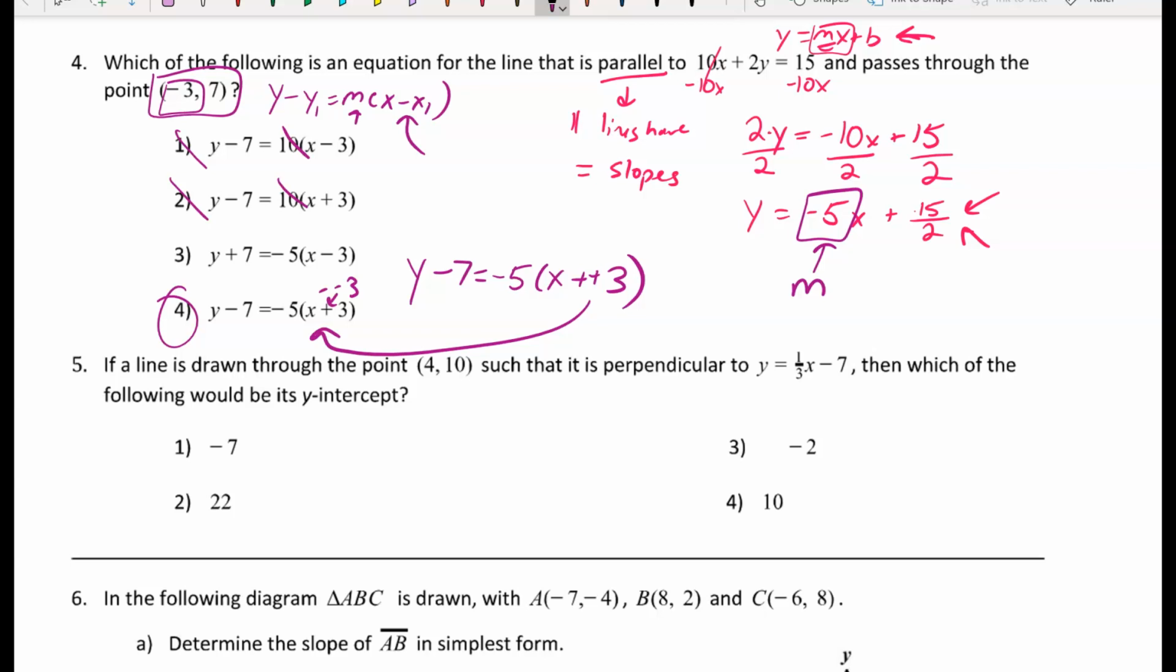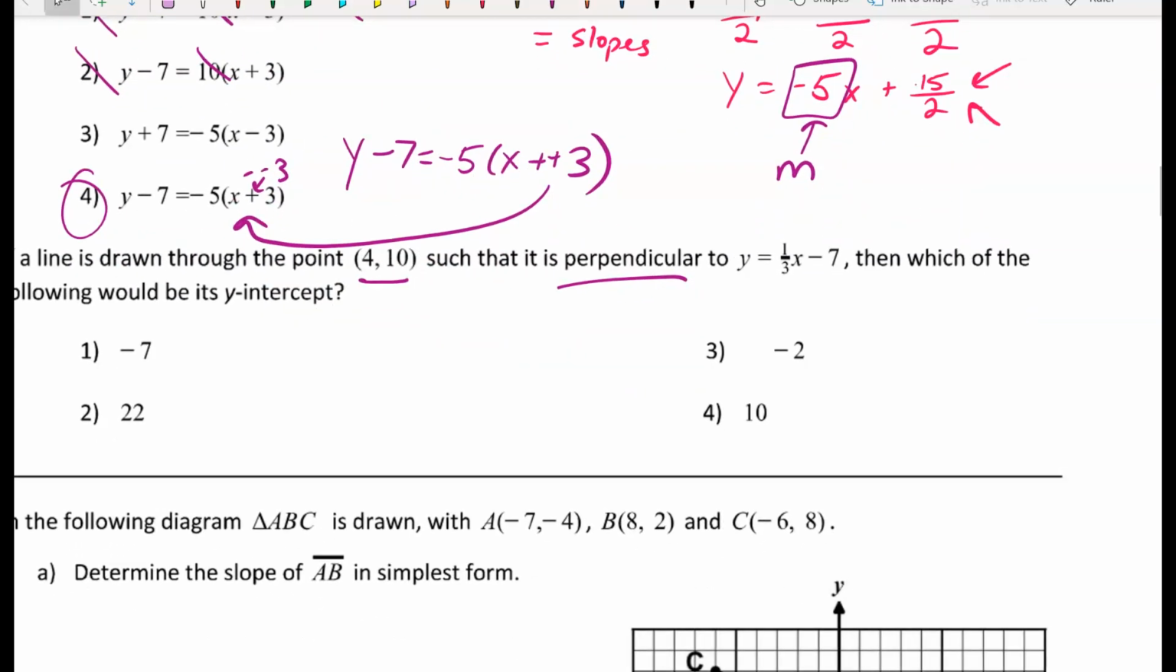For number 5, if a line is drawn through the point 4, 10 such that it is perpendicular to this given line, then which of the following would be its y-intercept? You've got a couple different ways to do this. Number 1 is that you can notice that perpendicular lines have negative reciprocal slopes. So what that means is that if you could see your slope, you've got to flip the fraction and change the sign. So if my original slope here is 1/3, the slope that would represent a line perpendicular to that is -3 over 1, or you could just write it as -3, because it's just dividing by 1.